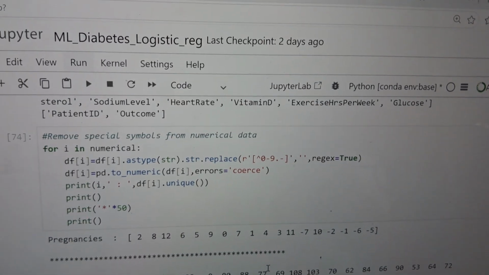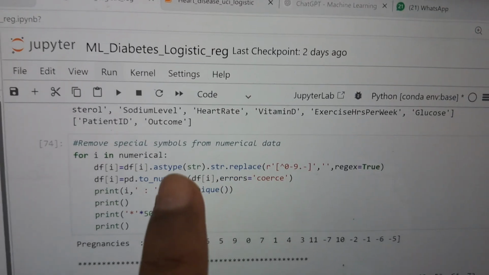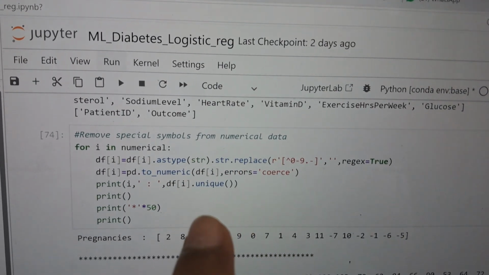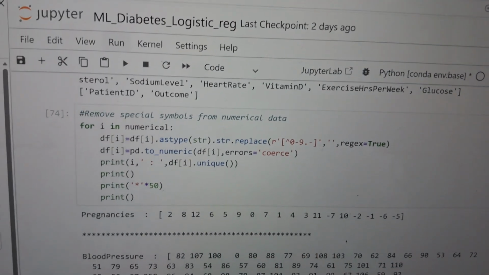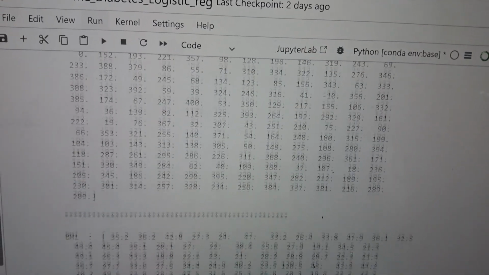Now all your special symbols are removed, but as you have converted into string, now you have to convert it into numeric. So after converting it into numeric, check the unique values of the numeric columns.